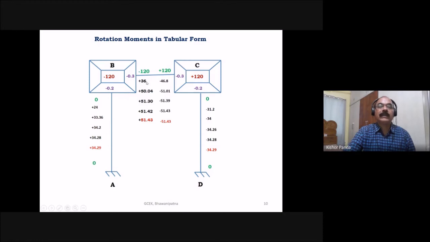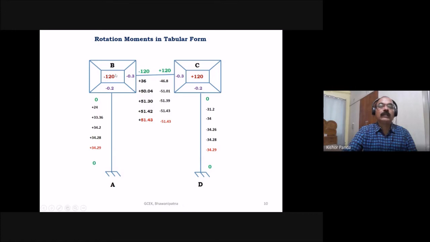So in the first cycle, what do you have to do? The far end rotation moment you have to assume 0, because on this side you don't know the rotation moment. At the far end the rotation moment is assumed 0, and at the other end, which is fixed, the rotation moment is also 0.